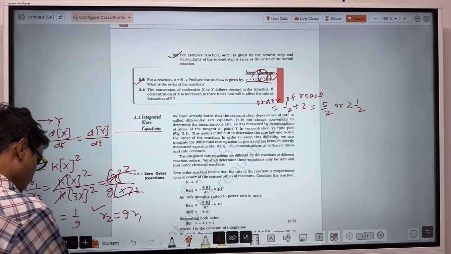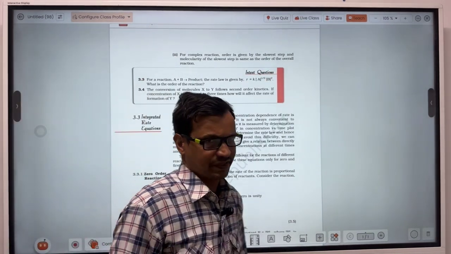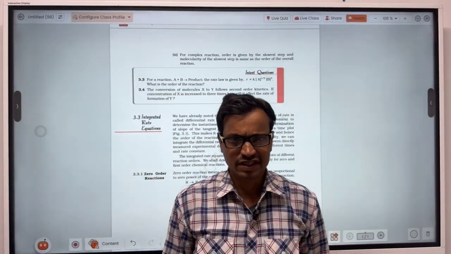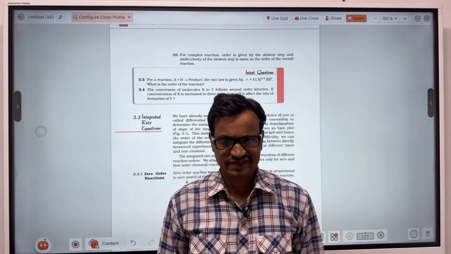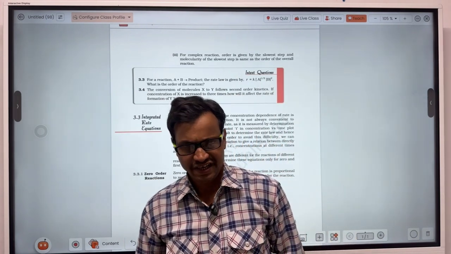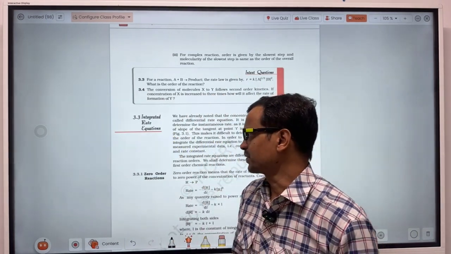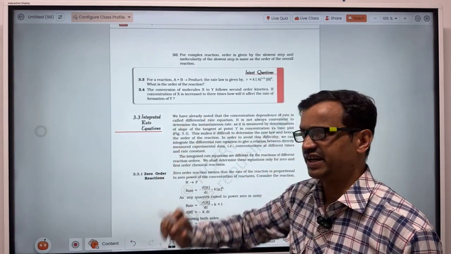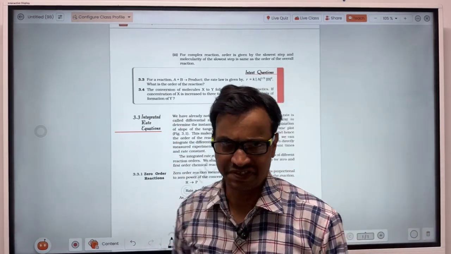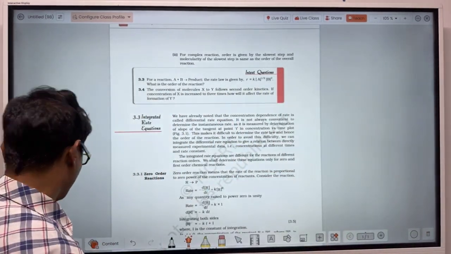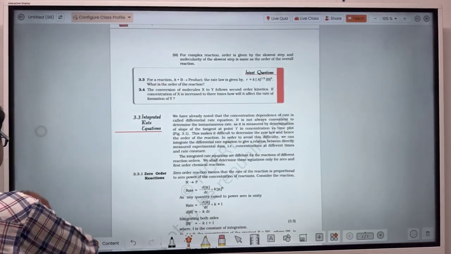Now let's see. Now we proceed to another topic, as that was about the molecularity of reaction. Now we discuss the integrated rate law equation. So let's see here how to derive the integrated rate law equation.